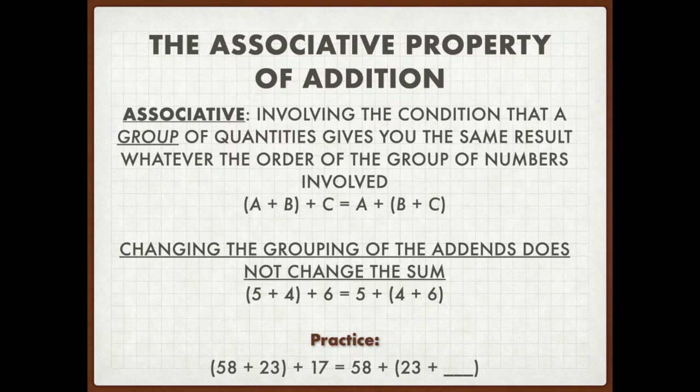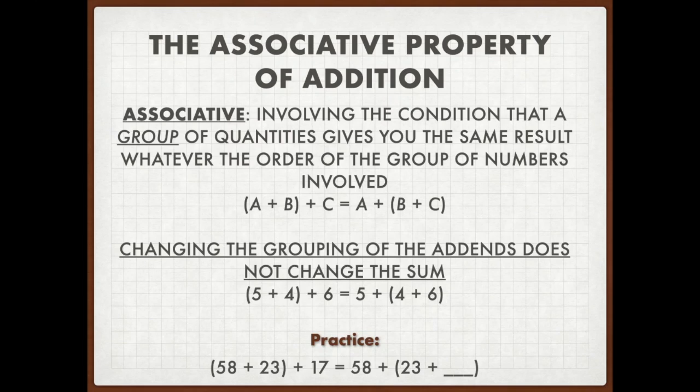So if you look at the example, 5 plus 4 gives us 9. 9 plus 6 is 15. In the same way, if I switch out what's in the parentheses, I switch the 5 and the 6, okay? 4 plus 6 is 10, plus 5, that gives us 15.